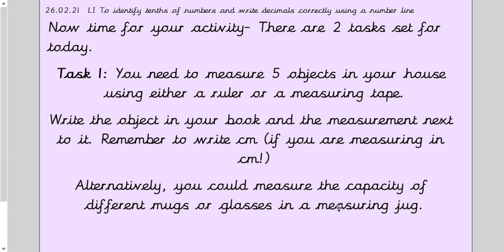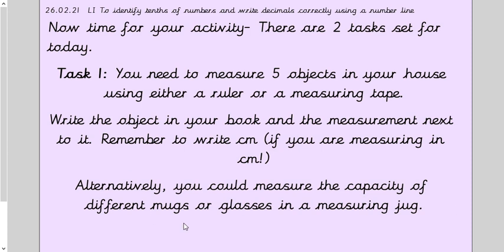The first one, what I would like you to do is to measure 5 objects in your house using either a ruler if you have one, or a measuring tape, that's also fine. Write the object that you measure in your book, or on whatever you're writing on, and then the measurement next to it. And remember to write whatever you're measuring it in next to it. So if you're using a ruler, it'll probably be centimeters, so write 5 centimeters. If you're using a tape measure, it might be meters, if you're measuring something really, really big. So make sure you remember to write whatever the measurement is next to it.